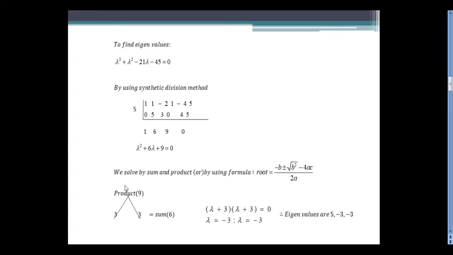On multiplying we should get the product, on adding we should get the sum. So what are the elements we can take? I have taken 3 and 3. 3 into 3 it is 9. 3 plus 3 is 6. Now these two are the roots.